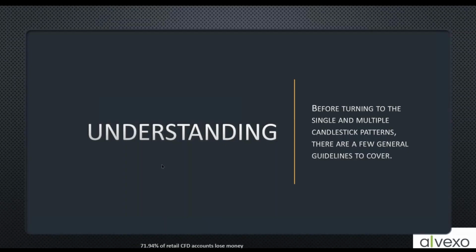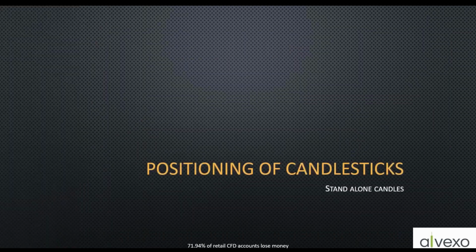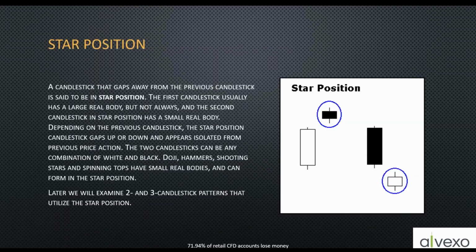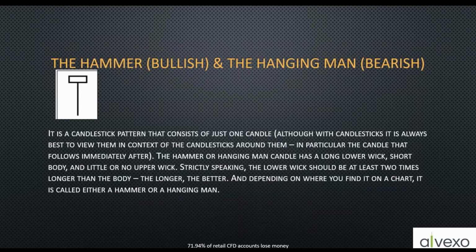Now, we've talked about these single and these multiple candlestick patterns. Okay. But now you have a basic idea of what candlesticks indicate with their bodies and their wicks. So let's cut our teeth on some simple, uncomplicated patterns. Okay, so remember, we have the positioning of the candlesticks. We have what we call the standalone candles, a star position, which looks like a star above the prior position. We have shooting stars. We have inverted hammers that look like, please don't spend your time looking for them or memorizing them. Again, in online trading, they appear so often that you never catch up to them.